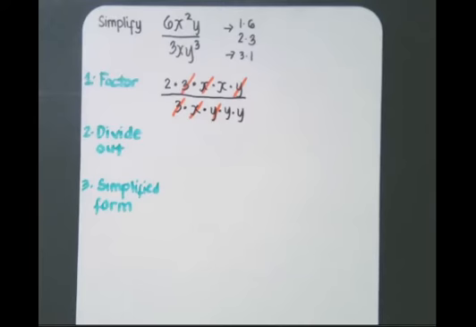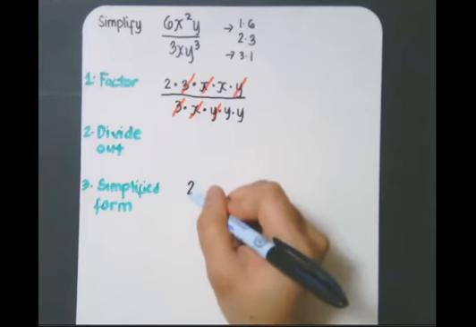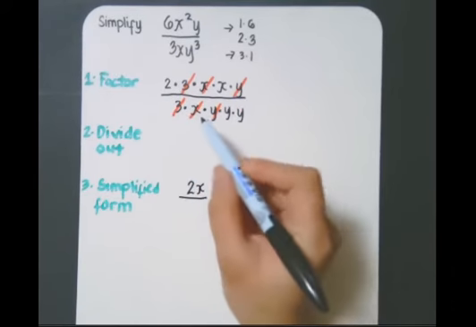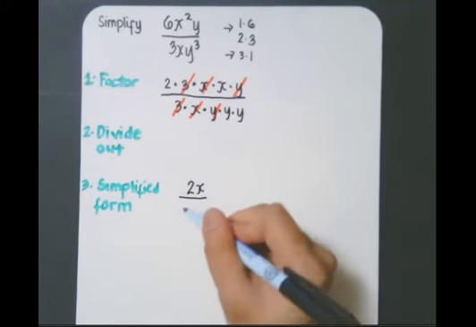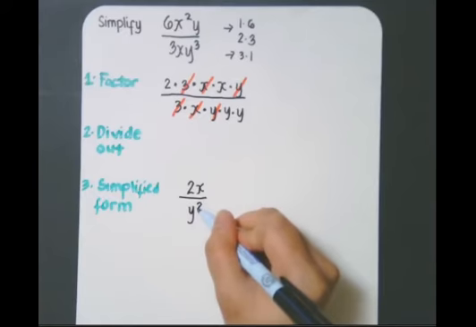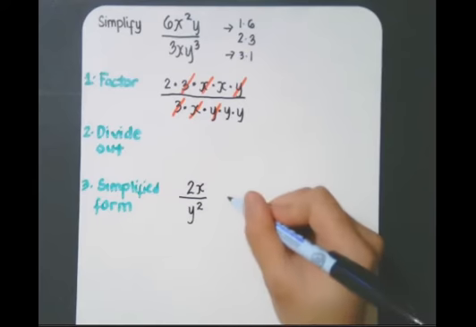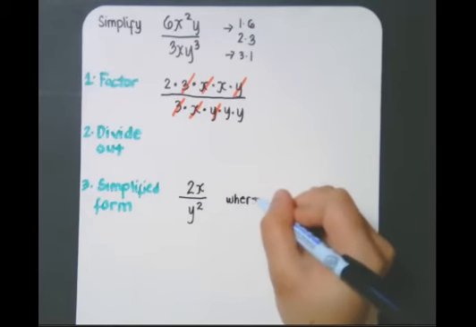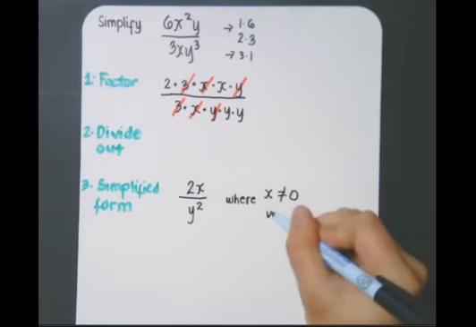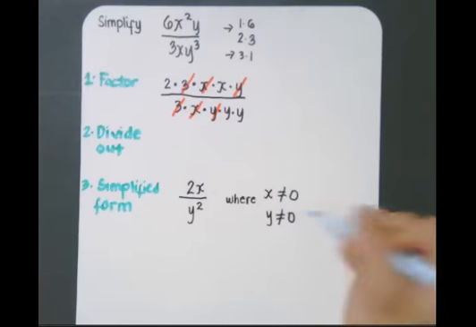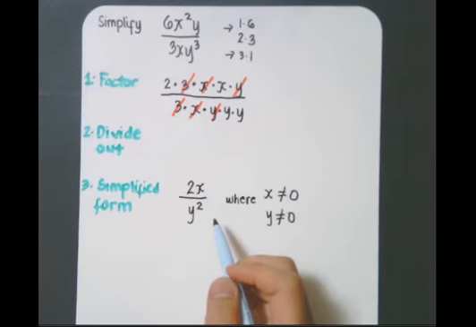So we have 2 and x. So that will be 2x all over 2 y's, add the exponents, 1 plus 1, y squared. So this is now our simplified form, where the value of our x should not be equal to 0, and the value of our y should also not be equal to 0, so that our rational function will not be undefined.